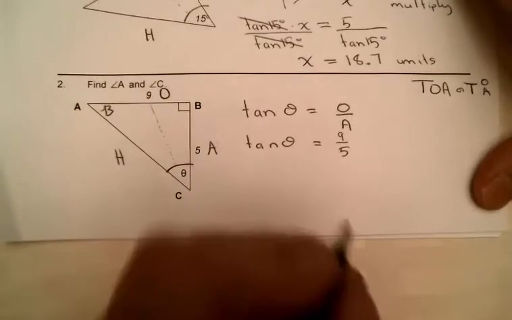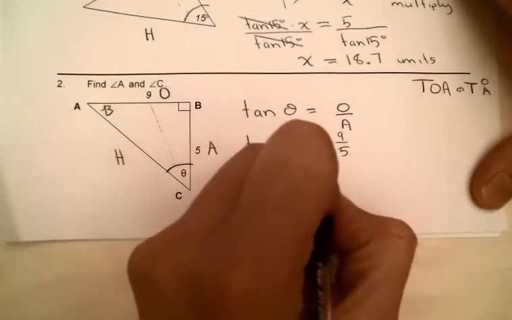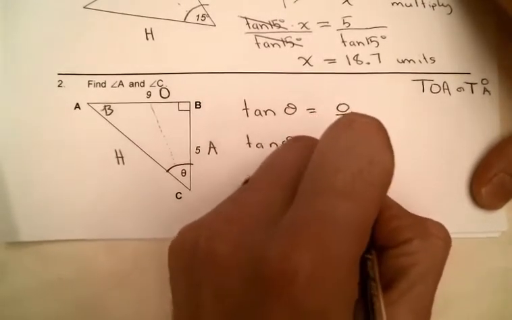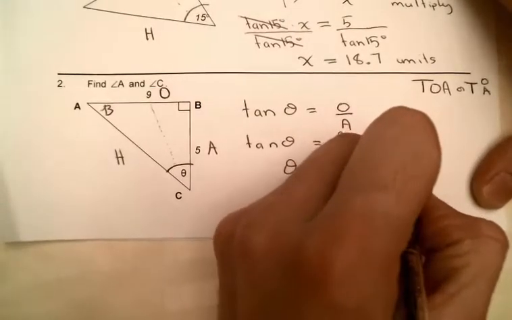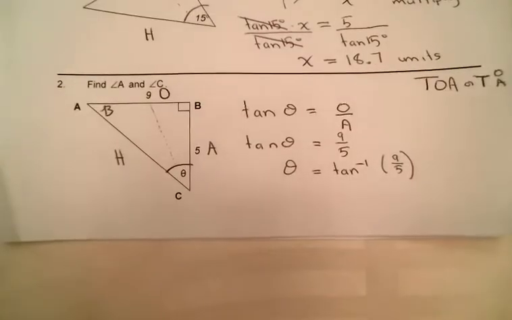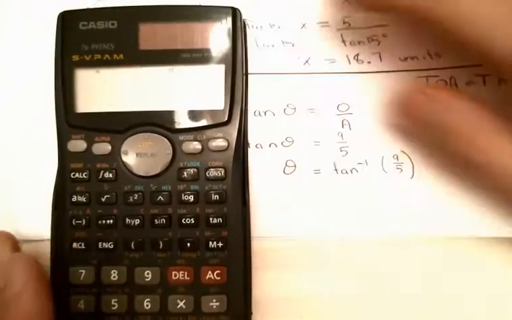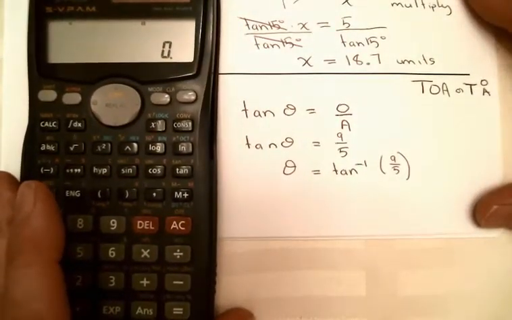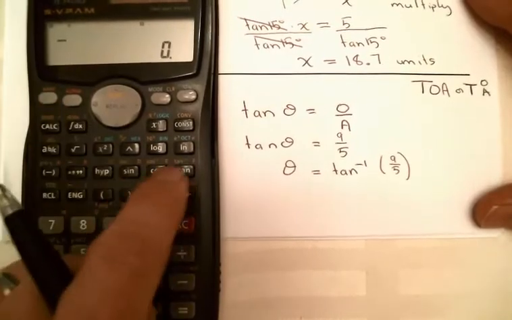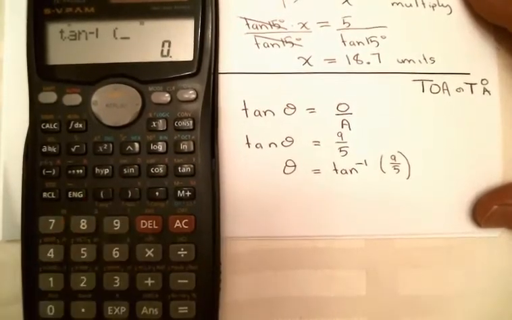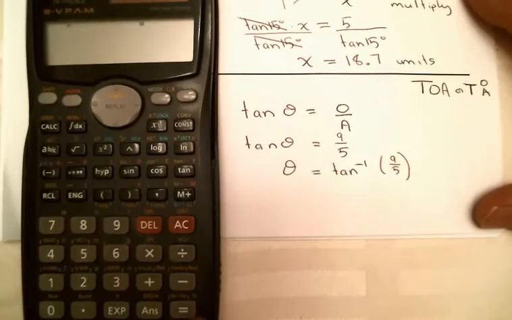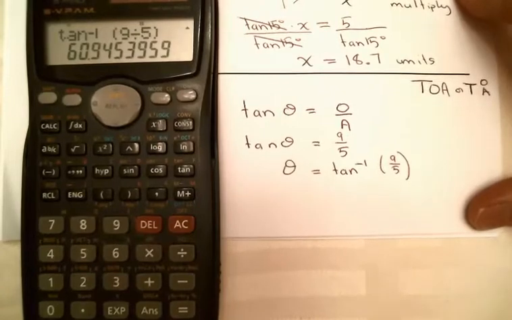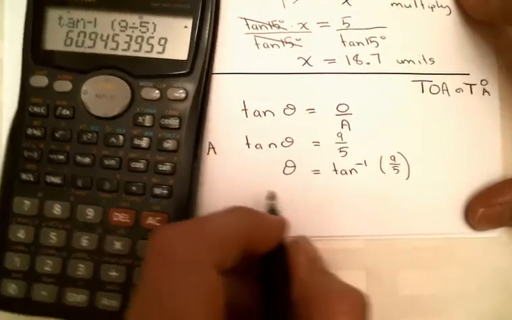Okay, here's another way of writing this. If you want theta, you want to do tan inverse of 9 divided by 5. And I just didn't convert it to a decimal yet. So with your calculator, you can say shift tan, and I use brackets, 9 divided by 5, and it will immediately give me the answer. So that's 61 degrees if I round it to a whole number.